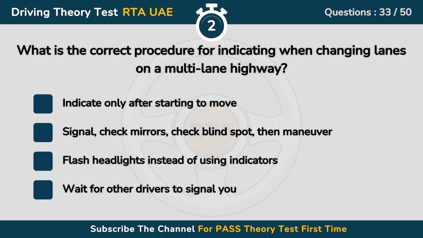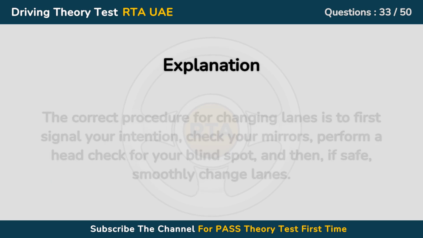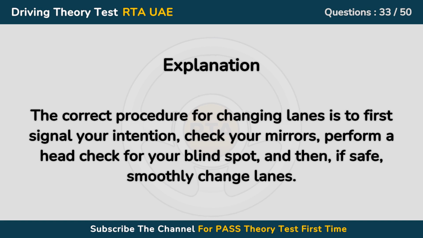Answer is B. Signal, check mirrors, check blind spot, then maneuver. The correct procedure for changing lanes is to first signal your intention, check your mirrors, perform a head check for your blind spot, and then, if safe, smoothly change lanes.